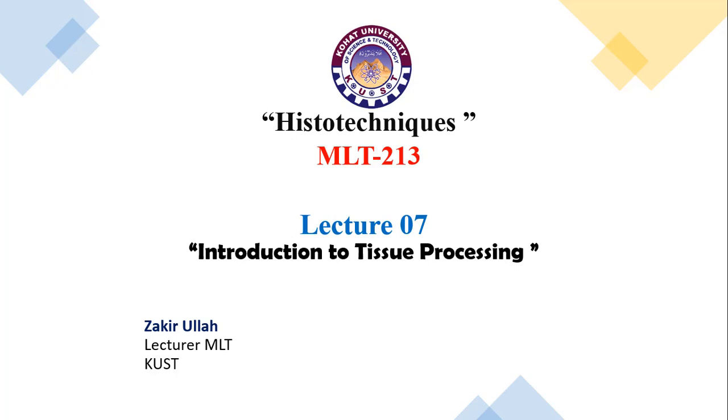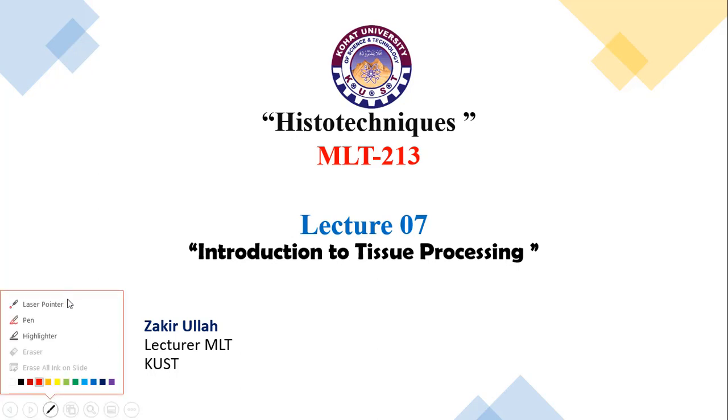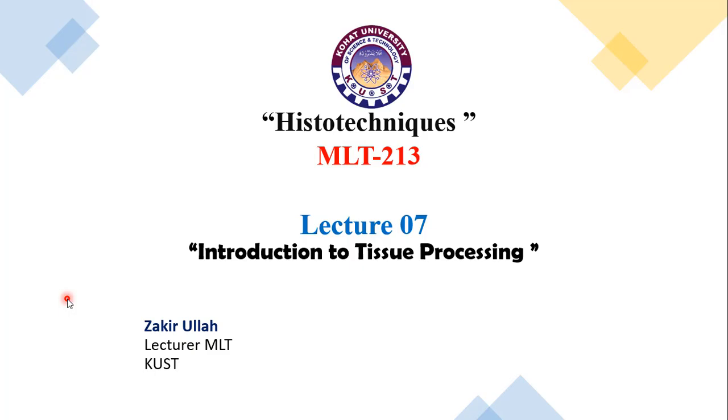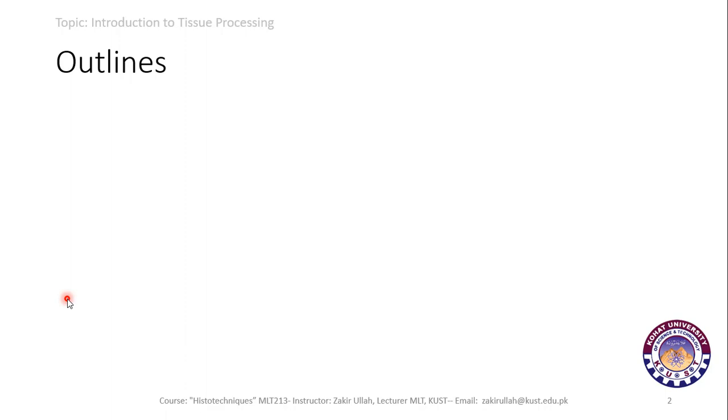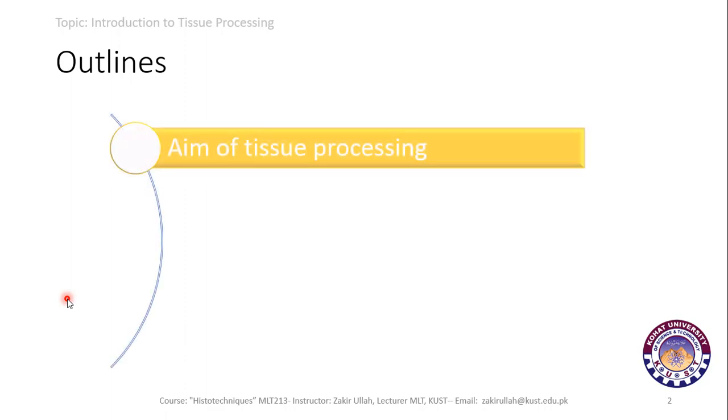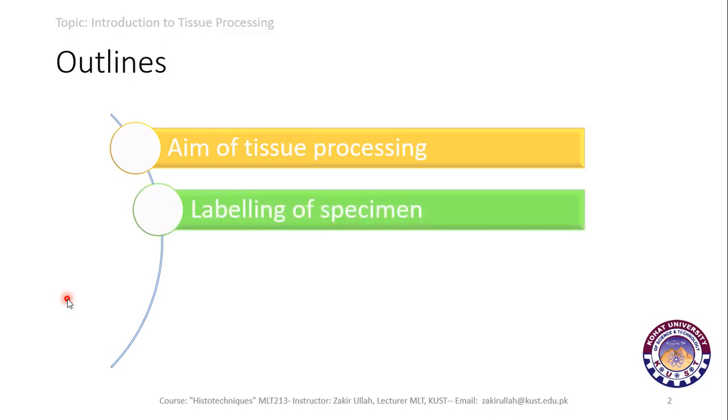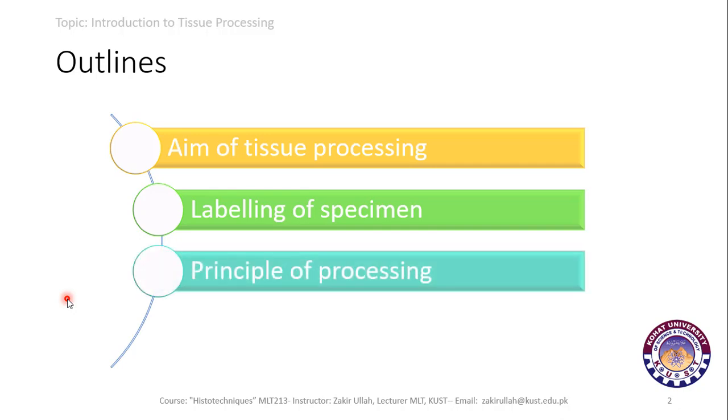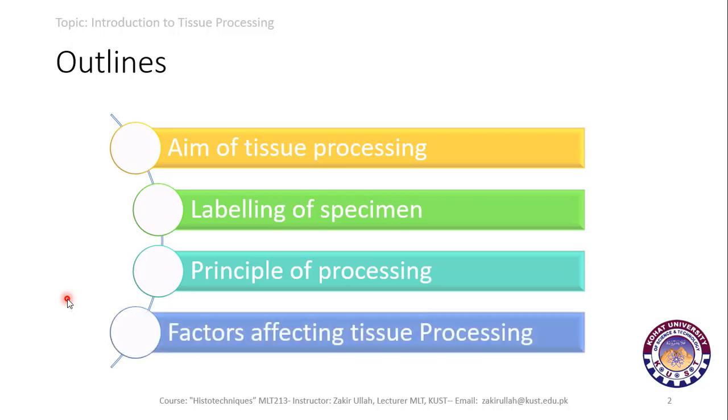This topic is an introductory topic about tissue processing, and in this topic we will discuss the aims of tissue processing, the labeling of specimen for tissue processing, the principle of tissue processing, and we will also discuss the factors which affect the tissue processing.